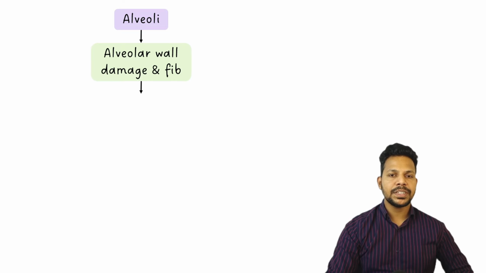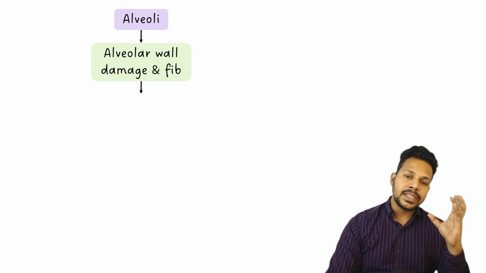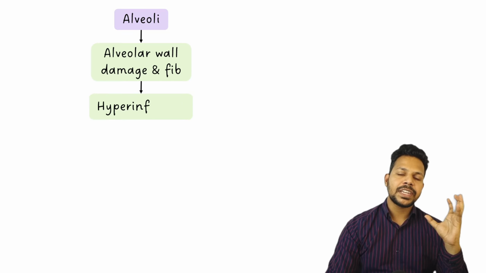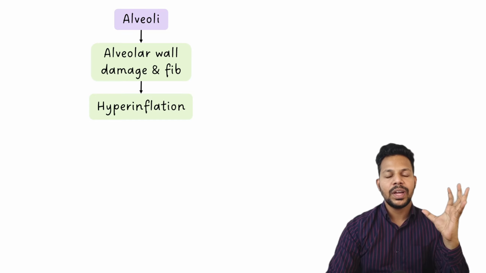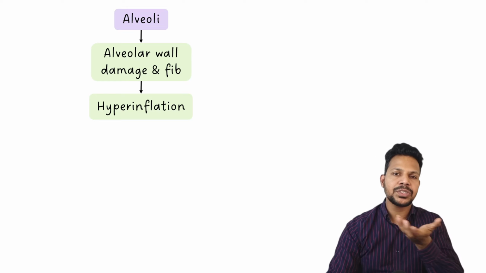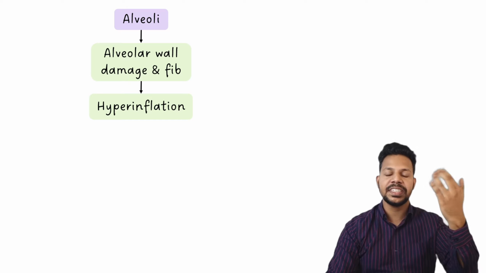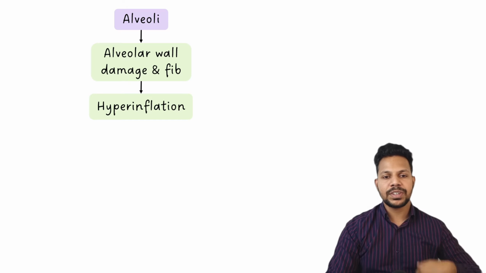And because of hyperinflation, what happens? There is significant increase in dead space ventilation. The alveoli, which are actually of this size, are increased now, and the air is not useful for air exchange. Why? Because there is damage to the alveolar wall as well, and the perfusion of gases or gaseous exchange across this barrier is also reduced.